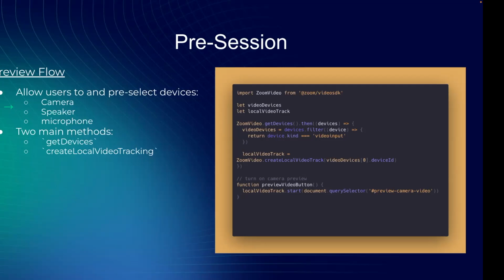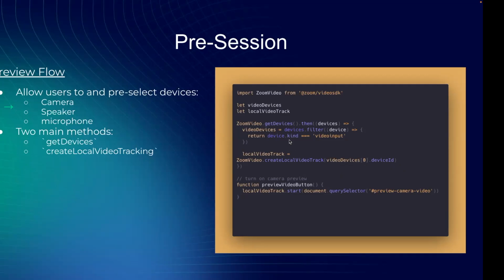We use our variable local video track, and we save to it the output of calling createLocalVideoTrack on our Zoom video object. This allows us to create the video track, which is what we see when we do the preview and we see ourselves pop up on the camera. We search through the array we created, video devices, find the first device, with index 0, and save the device ID. That's going to be our local video track.